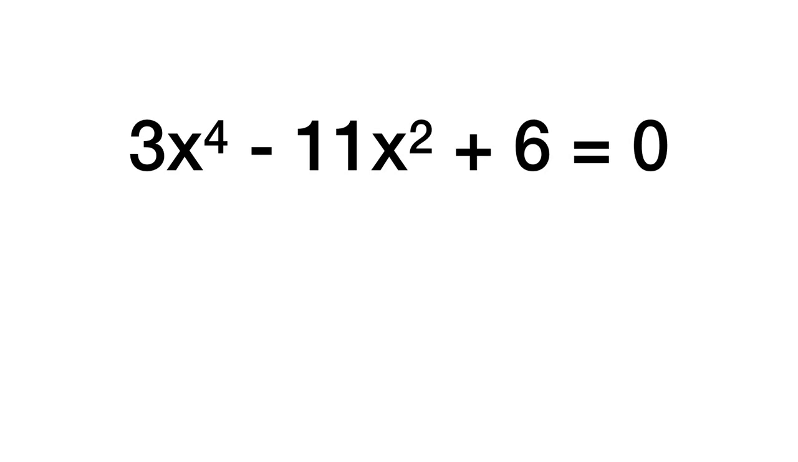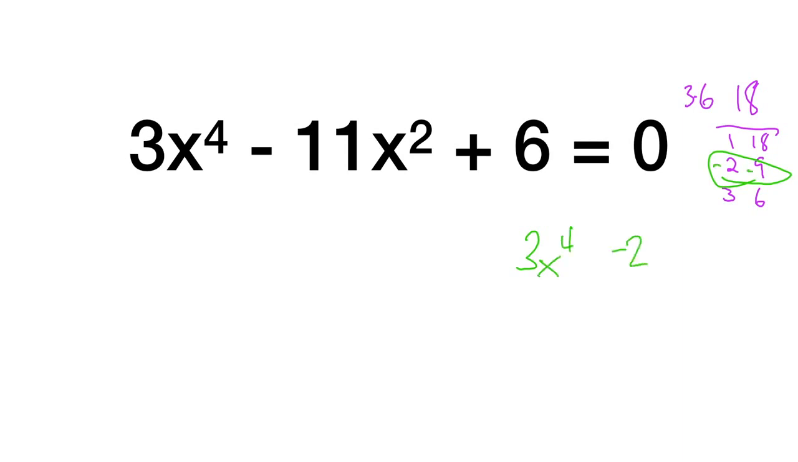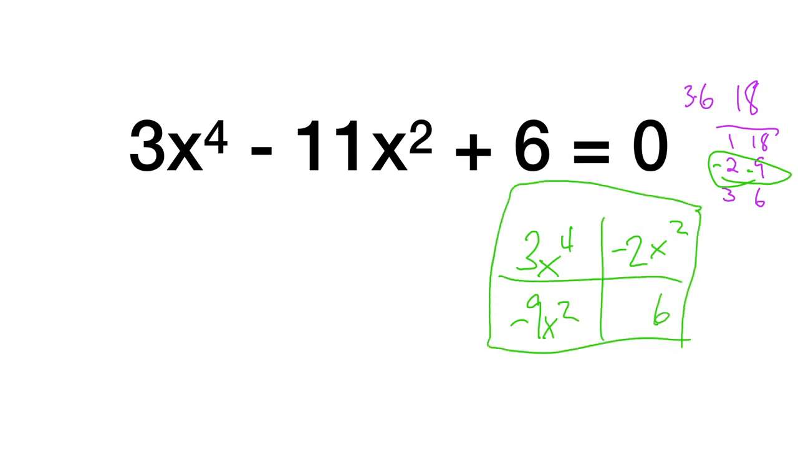Two numbers that multiply to be 3 times 6 is 18. 1 and 18, 2 and 9, 3 and 6. Do any of those add up to 11? Oh, it appears 2 and 9 do. So 3x to the 4th, negative 2x squared, negative 9x squared, and 6. Finishing up my box for visuals.